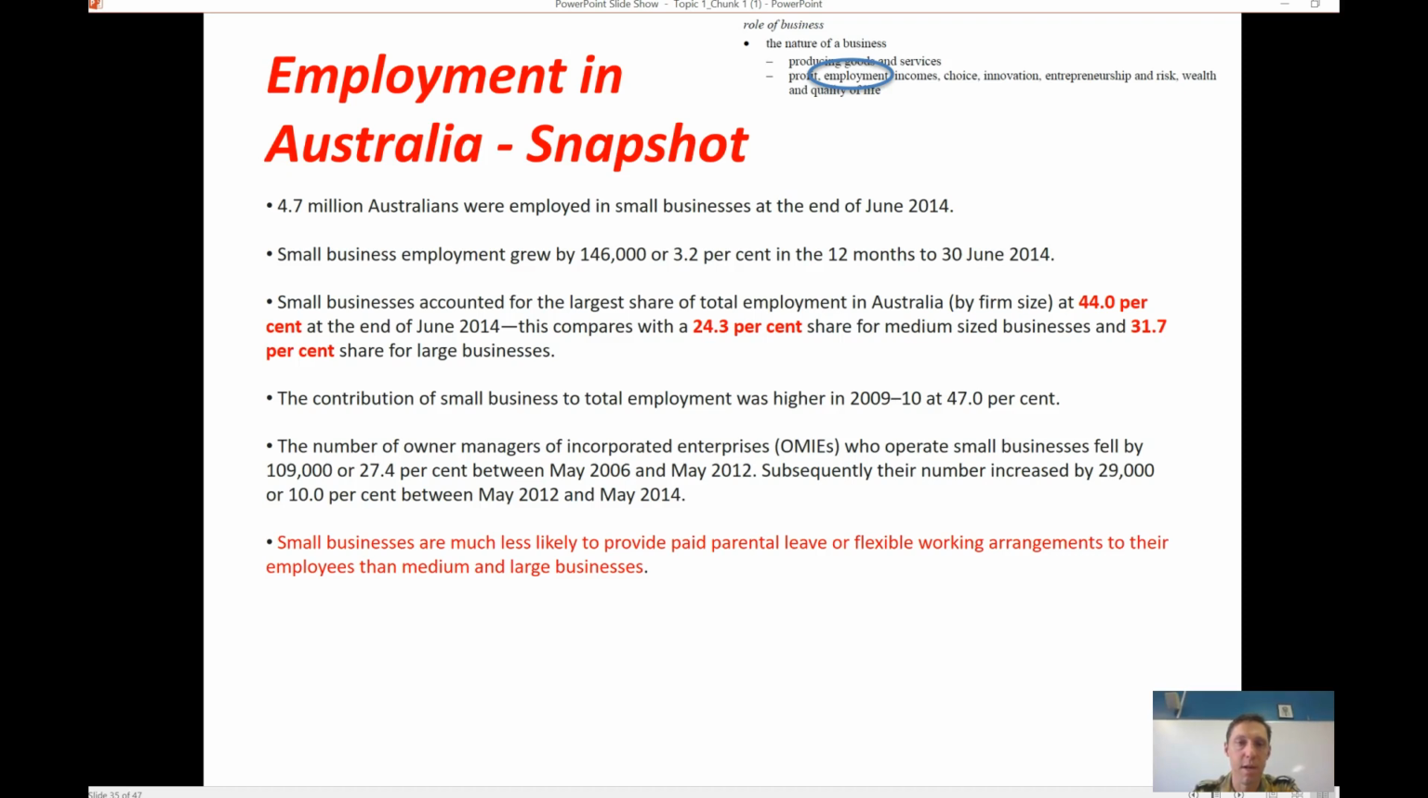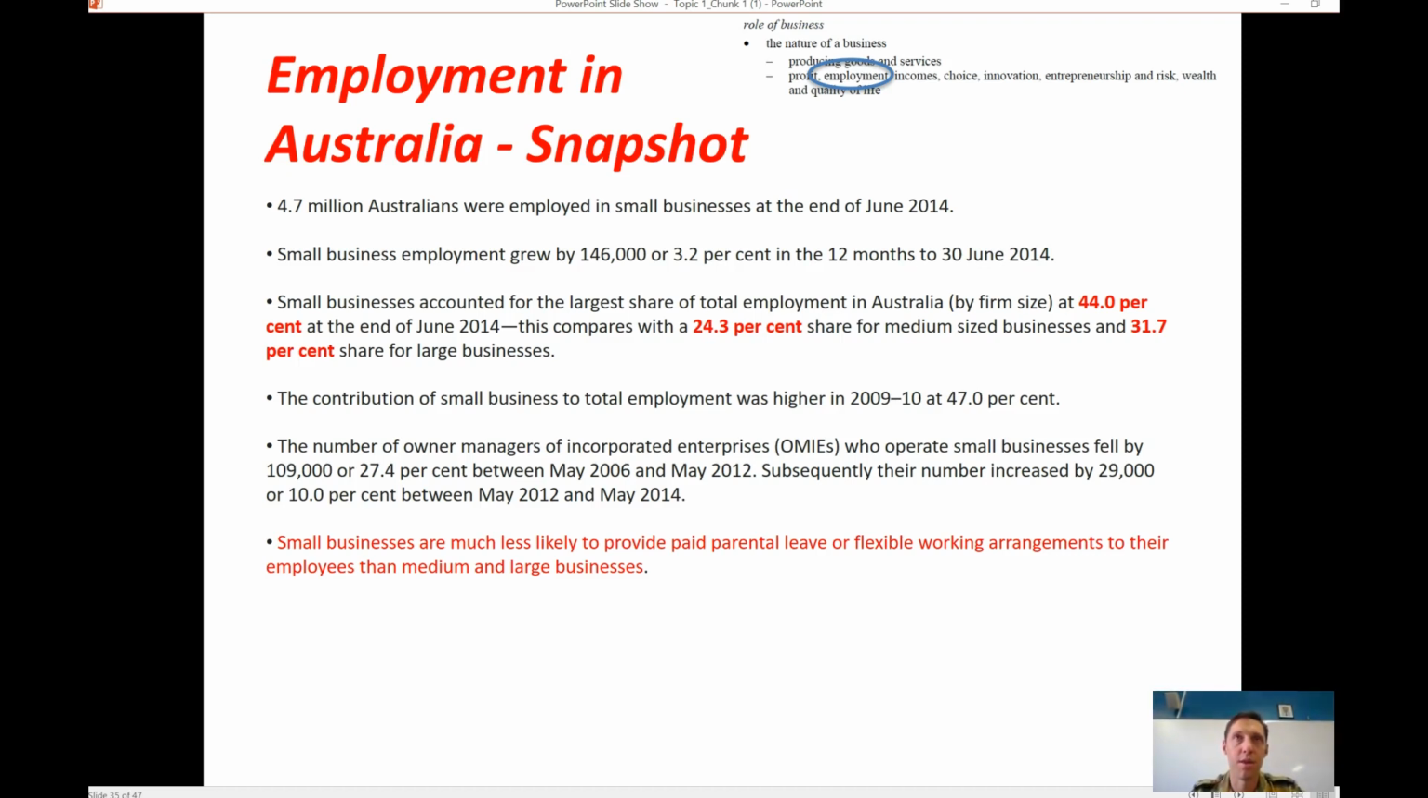Here's a bit more detail about Australia. This is a little bit old, but it's the most up-to-date I could find, as at 30 June 2014. Just a few key pieces of information: 4.7 million Australians were employed in small businesses at that time. There was some growth in small business employment for the 12 months up to 30 June 2014, with about 146,000 additional people employed by small businesses. They account for the largest share of total employment in Australia. I think that's a very important point.